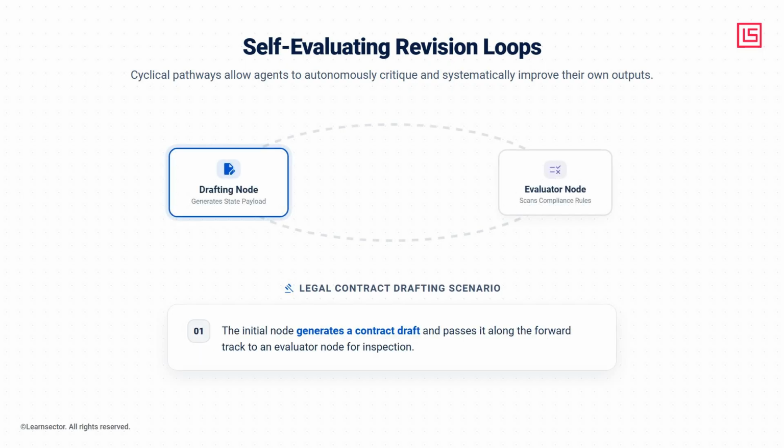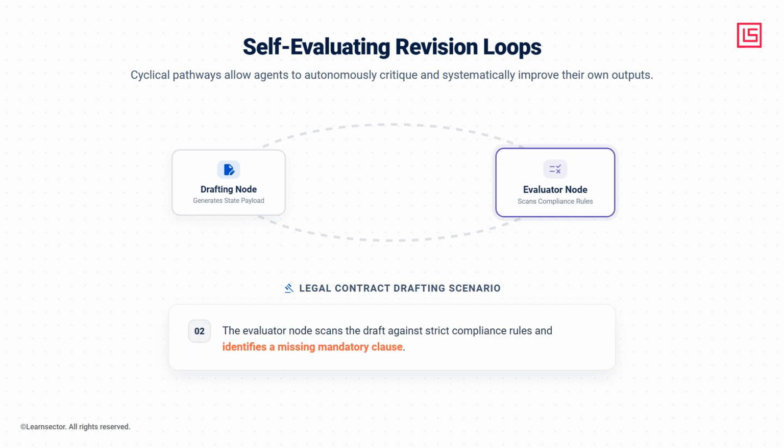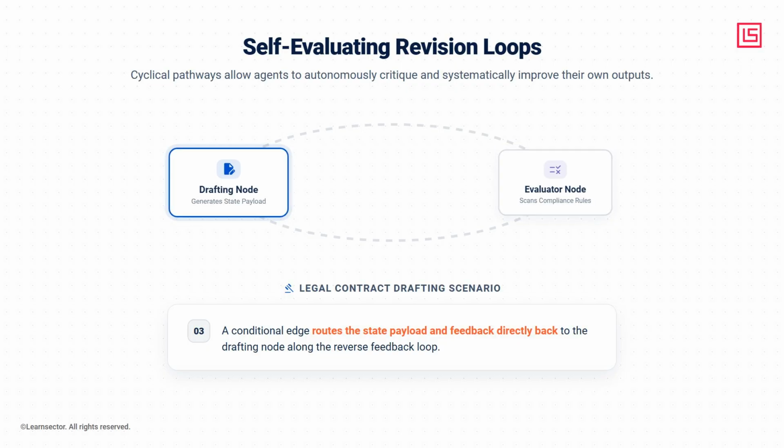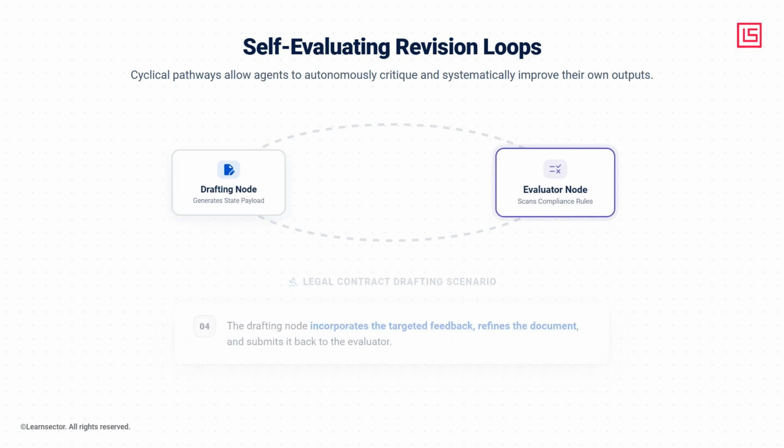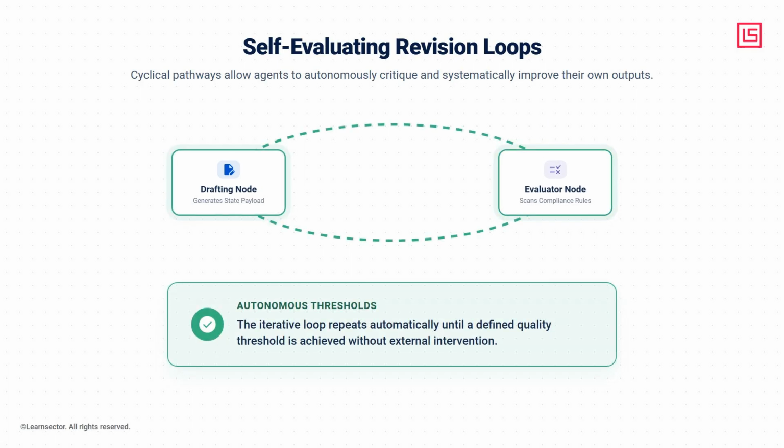The initial node generates a draft and passes it to an evaluator node. The evaluator node scans the draft against compliance rules and identifies a missing clause. Instead of failing, the conditional edge routes the state payload along with the feedback directly back to the drafting node. The drafting node incorporates this targeted feedback, refines the document, and submits it back to the evaluator, repeating until a defined quality threshold is achieved automatically.